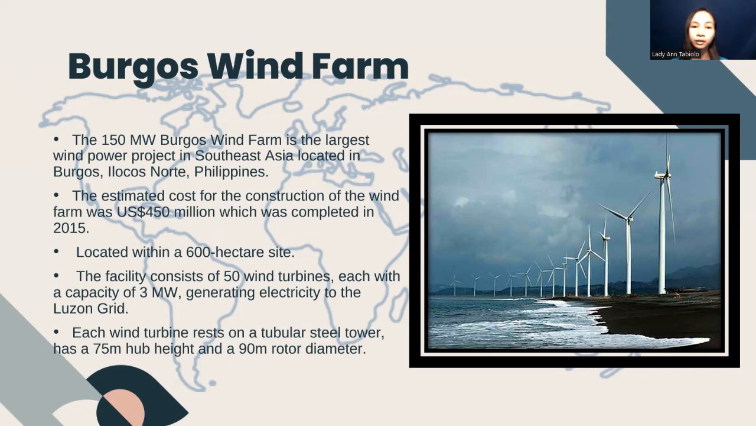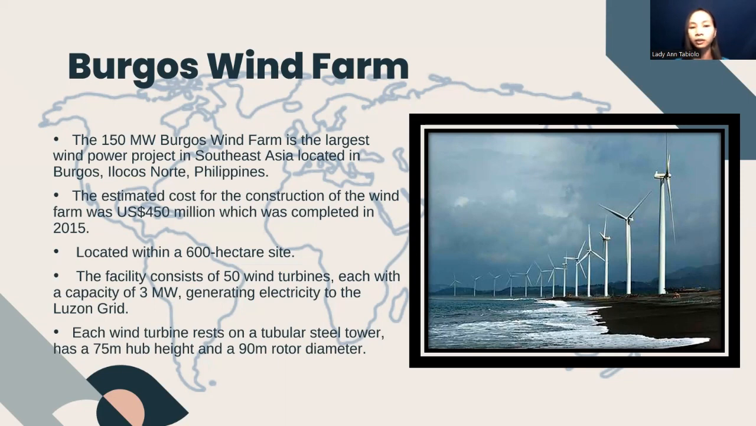And then, ang estimated cost nito sa pagbuo nito is 450 million US dollar na natapos noong 2015. And merong 600 hectare site. And then, meron siyang nakatayo na 50 wind turbines and may capacity na 3 megawatts and it's generating electricity to Luzon grid. And each wind turbine, meron siyang 75 meter yung tower niya or yung hub height niya and then 90 meter rotor diameter niya. Ayan, mas updated na siya, upgraded.